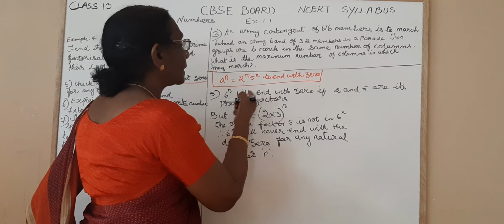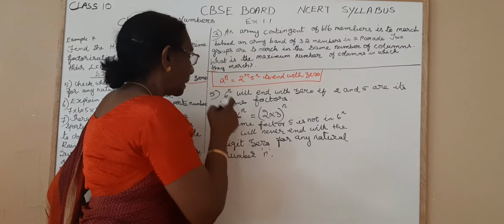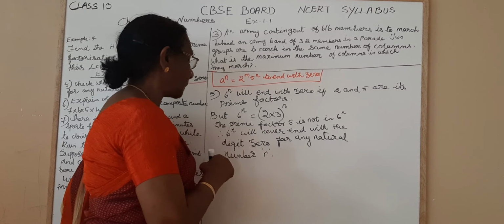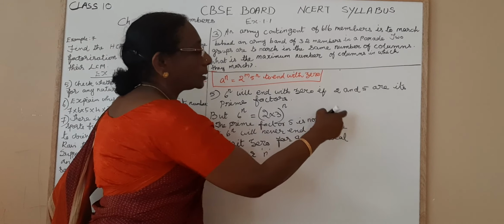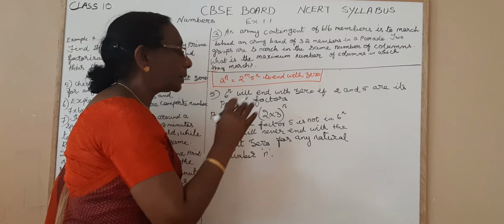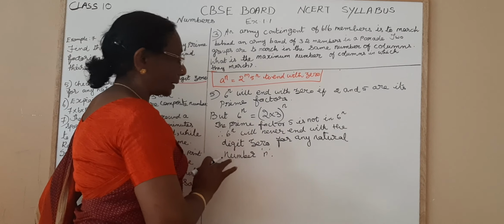6 power n will end with 0 if 2 and 5 are its prime factors. But 6 power n is what? 2 into 3 the whole power n. The prime factor 5 is not in 6 power n, it is missing. Therefore, 6 power n will never end with the digit 0 for any natural number.